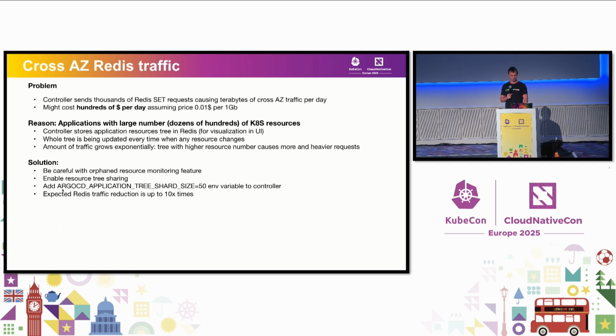So the setting is an environment variable, and the setting is fairly new, so there is no good default yet. But from our experience, we found that it's beneficial to use this magical number 50. What the setting does is it instructs the controller to split information about application resources into chunks, and instead of storing them all in a single Redis key, now we can control how many resources go into a single key shard. That's what we call it internally. And the number 50 showed the best results.